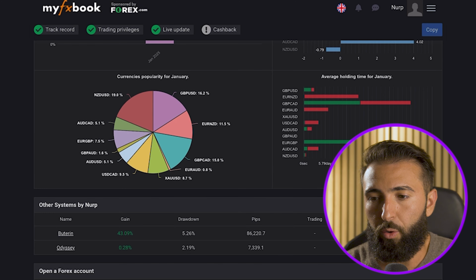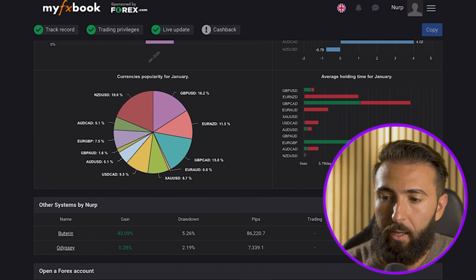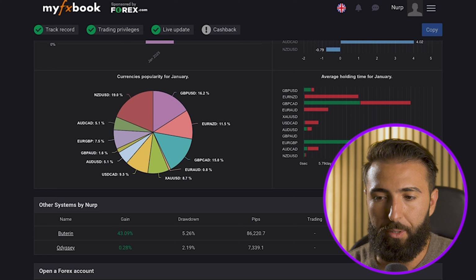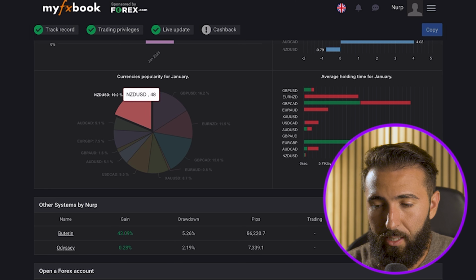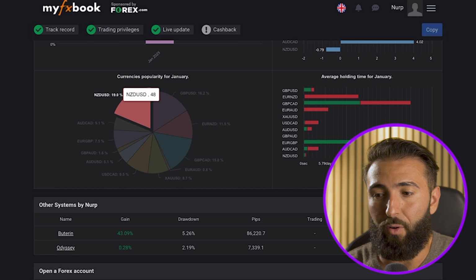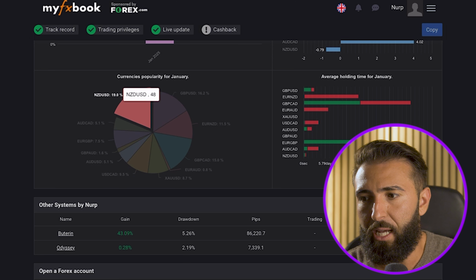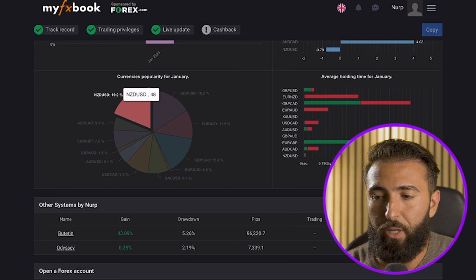Now this pie chart is pretty cool because it also shows a percentage for the amount of trades that were taken for any given pair. As you can see, NZD/USD was 19% of all of the trading activity, which is pretty high. But I don't know if you guys noticed this.